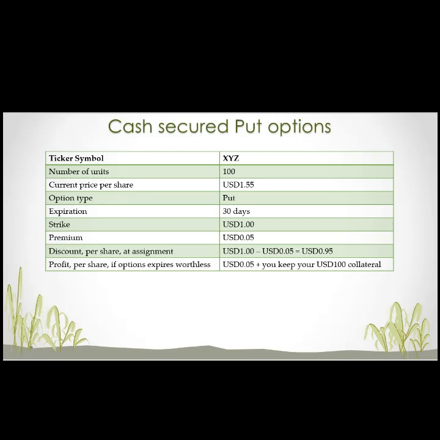What this means is that you get to pocket the 5 cents per share premium that you were paid at the beginning of the contract, and that means that you have a profit on your $100 collateral of 5% or $5 if we don't calculate fees, and your $100 collateral will be returned to you, which means you can sell another put on ticker symbol XYZ or any other share that you deem appropriate.